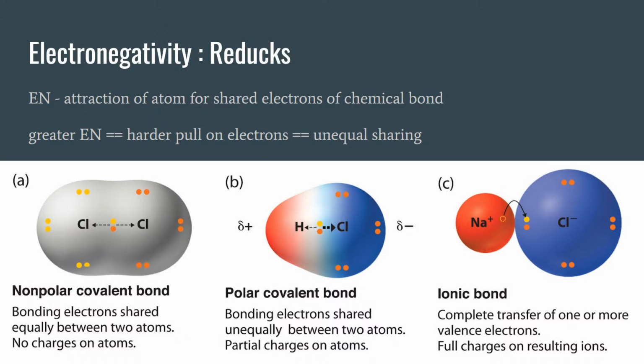Recall that electronegativity, one of the trends you already had to learn, is the attraction of an atom for the shared electrons of a chemical bond. So, the greater the electronegativity of something is, the more it pulls on the electrons in the bond, meaning you get unequal sharing. So here we have a chlorine molecule.